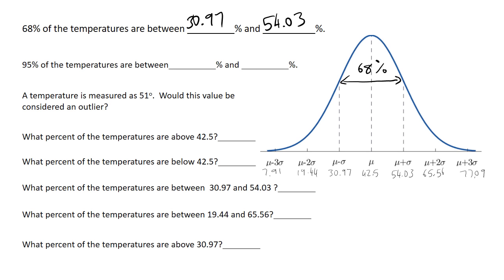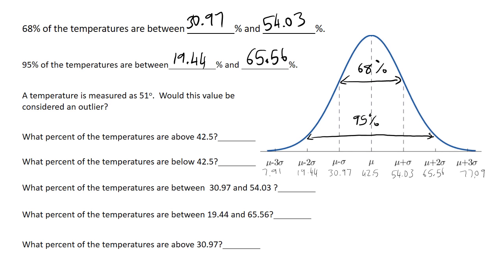95% of the temperatures should be 2 standard deviations away. So from here to here, that's 2 standard deviations away. 95% of our data should be located in this interval, from 19.44 to 2 standard deviations away, 65.56. 95% of the data will be located between these two values.